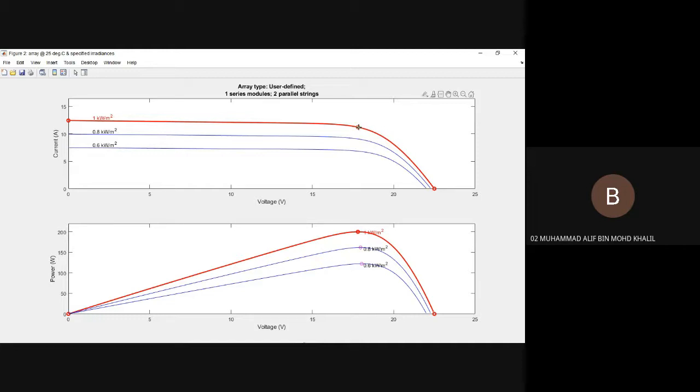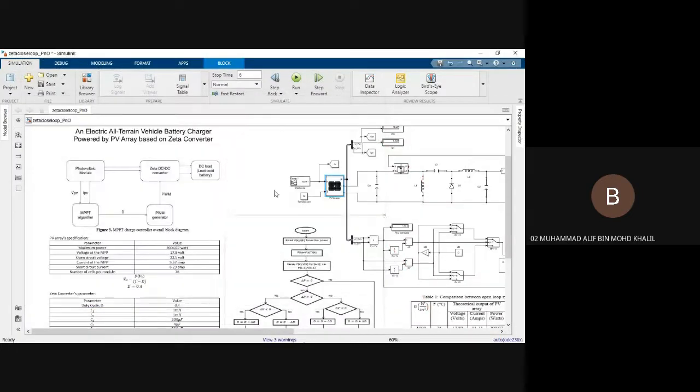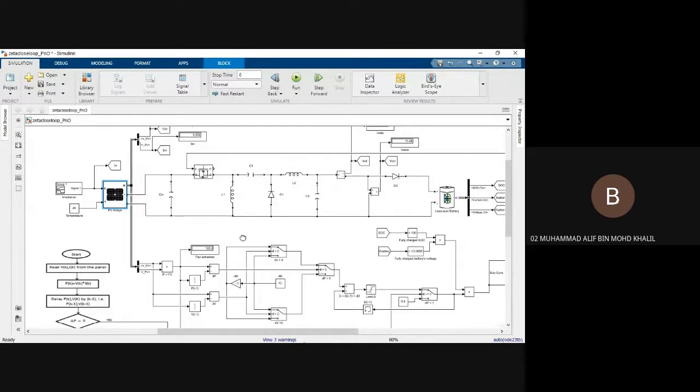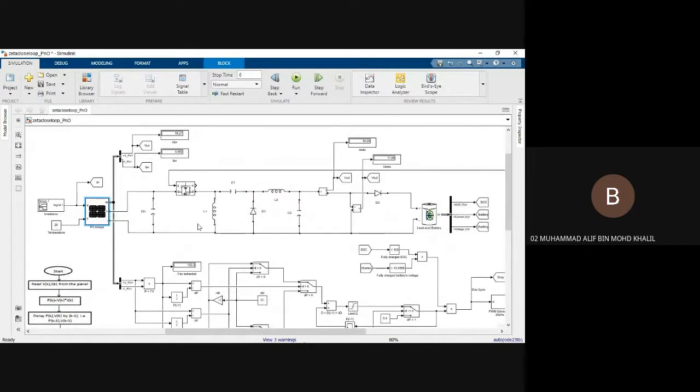So at the voltage 70.8, we're going to get the current equal to 11.24 at the 1000 irradiance. So that is the graph for the PV module. Next we're going to see the zeta converter.